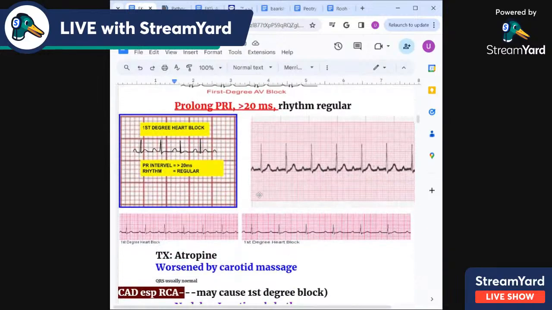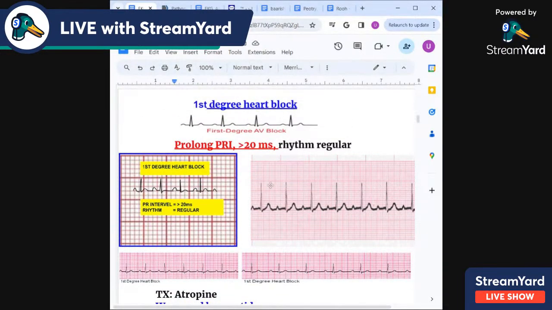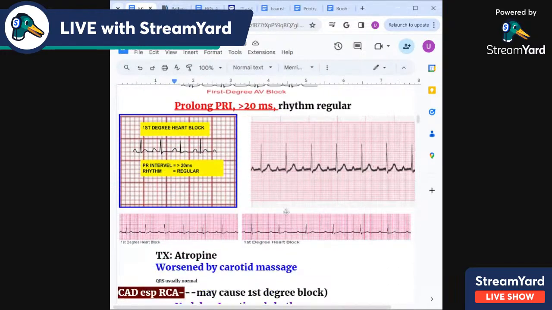Then we have the first degree heart block. On the right, you see this is the first degree heart block, and there is a prolonged PR interval. The components of the PQRST, all of them are present. QRS is narrow, but the only thing is the prolonged PR interval, that is more than 0.2 seconds.